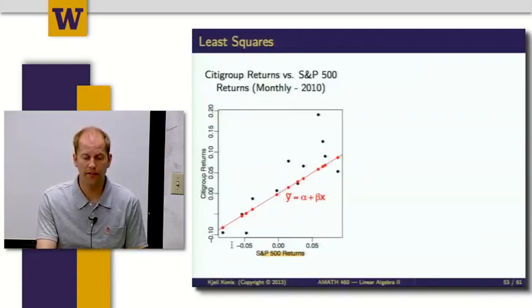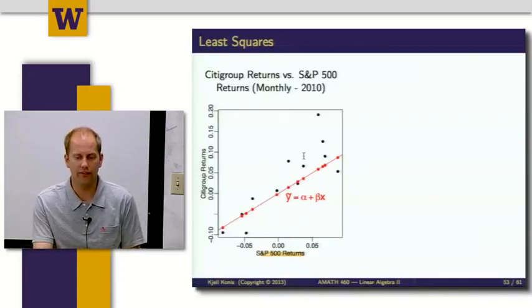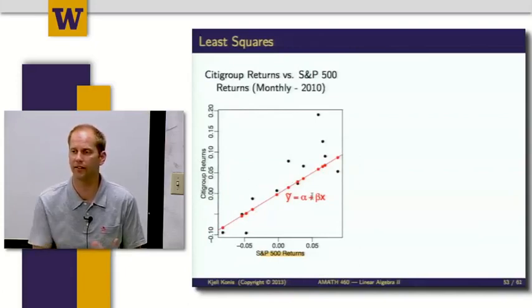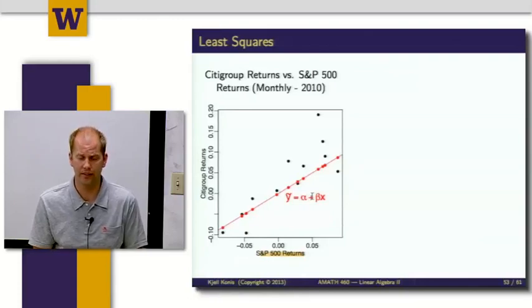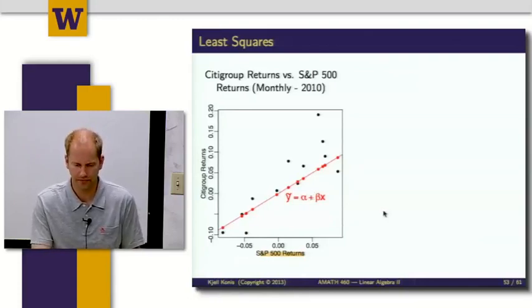And what you want to do is, the goal of this is I want to find the best fit line here, and the slope of that best fit line is going to be called the beta for this particular asset. So it's a way of relating the returns on one particular asset to the returns in the market.